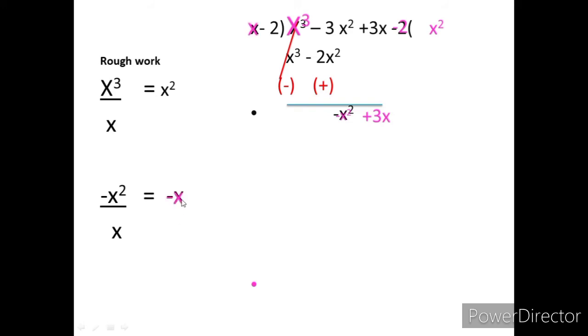So therefore this minus x moves to here only. Okay, it can fly. It can fly to the quotient. You see how it can fly? Yes, it is the second term of the quotient. So after you write down the second term of the quotient, what you have to do? Just you have to multiply this minus x with each and every term of the divisor.